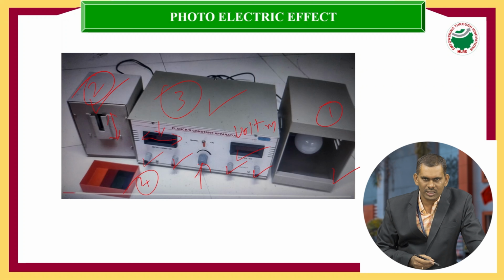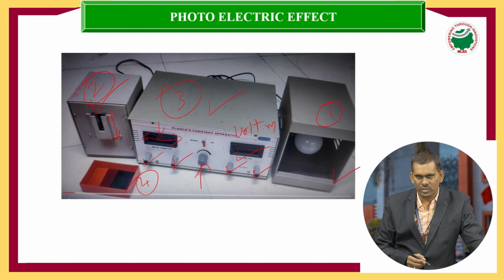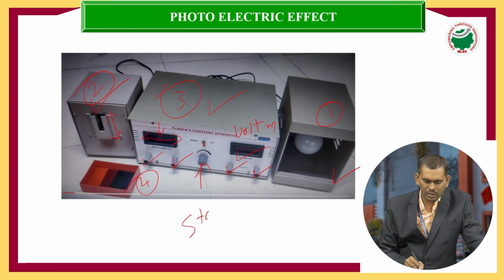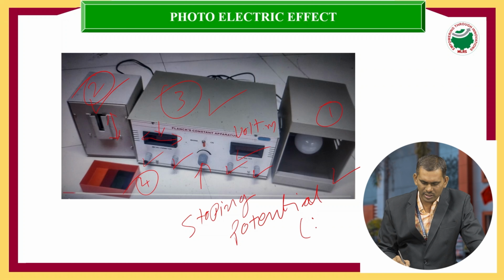When you keep increasing the voltage, at a certain voltage you find that the reading in the milliammeter, which is the current, becomes 0. This means the ejection of electrons from the metal surface has decreased to 0. That particular voltage we applied to bring the current to 0 is called the stopping potential, which we indicate with V naught. That is the way we execute the experiment here.